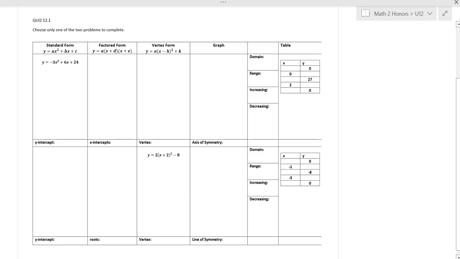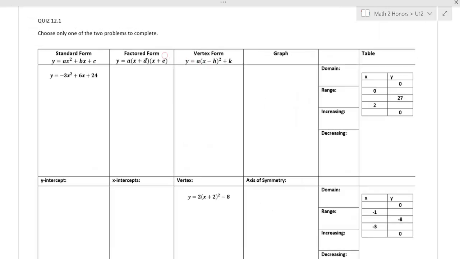Hello, I'm going to work through quiz 12.1. I hope all is going well. And so let's start with the first one, standard form.